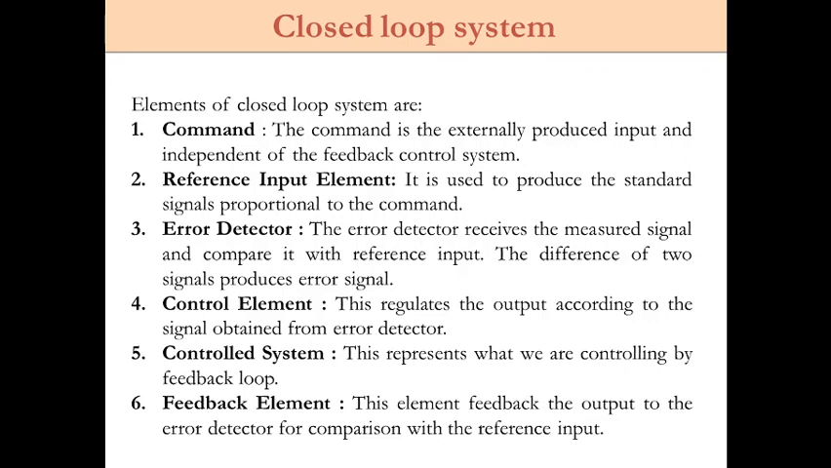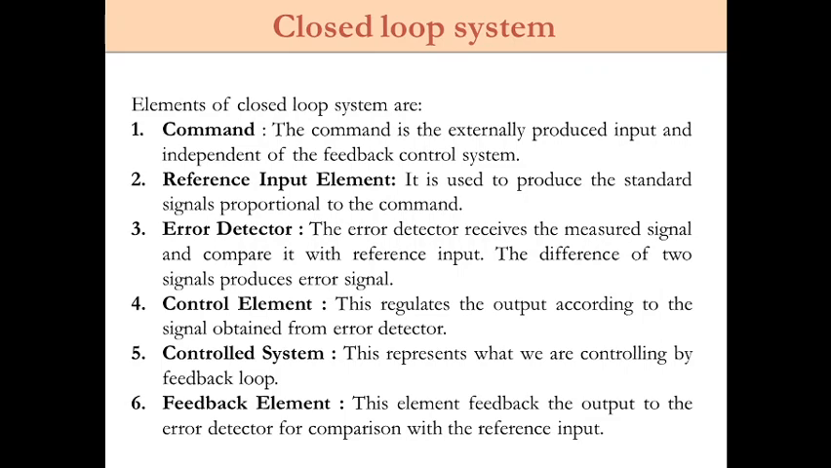Then the error detector. The error detector receives the measured signal and compares it with the reference input. The difference of the two signals produces the error signal. The main function of the error detector is to compare the output signal, that is, the measured signal, which is nothing but the output signal, with the reference input. Then it calculates the difference between those two. If a difference occurs, we call it an error signal.